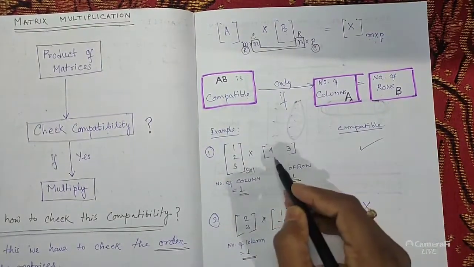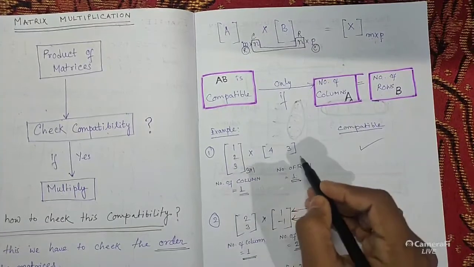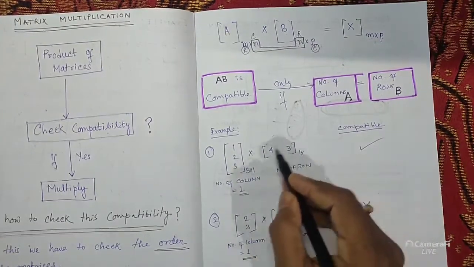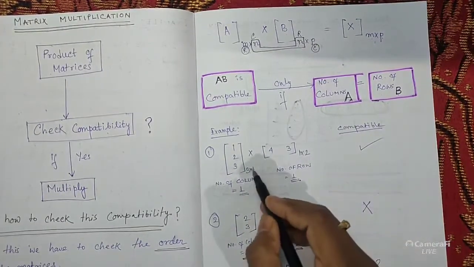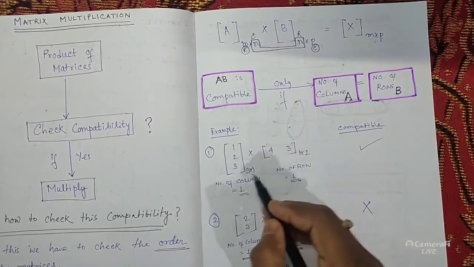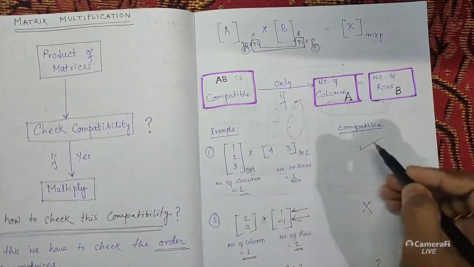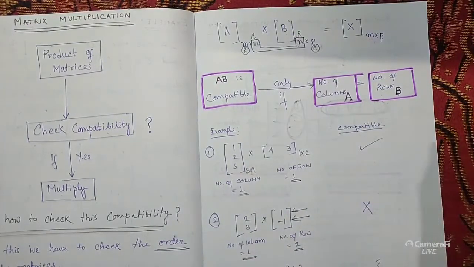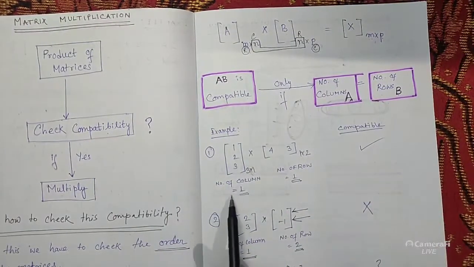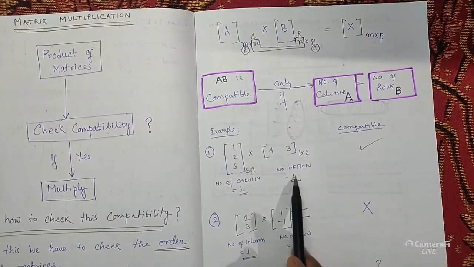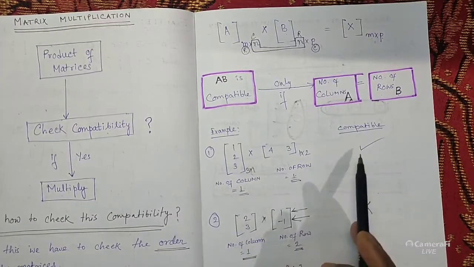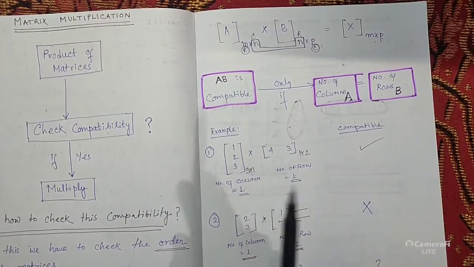Here we have taken a one row matrix, 1 row and 2 columns. Now see, the number of columns is equal to the number of rows, 1. So matrix multiplication is possible here. Since the number of columns equals 1, which is equal to the number of rows equals 1, therefore matrix multiplication is possible.